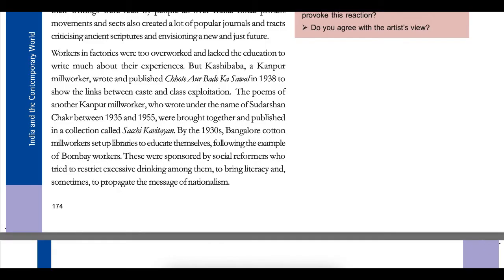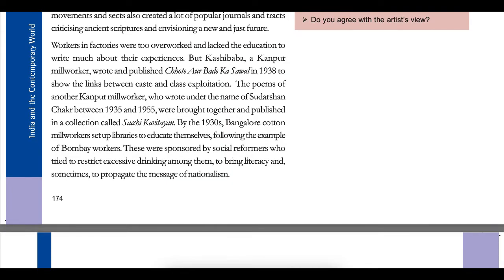Workers in factories were too overworked and lacked the education to write much about their experiences. But Kashi Baba, a Kanpur mill worker, wrote and published Chote aur Bade Ka Sawal in 1938 to show the links between caste and class exploitation. The poems of another Kanpur mill worker, who wrote under the name of Sudarshan Chakra between 1935 and 1955, were brought together and published in a collection called Sachchi Kavitayen.